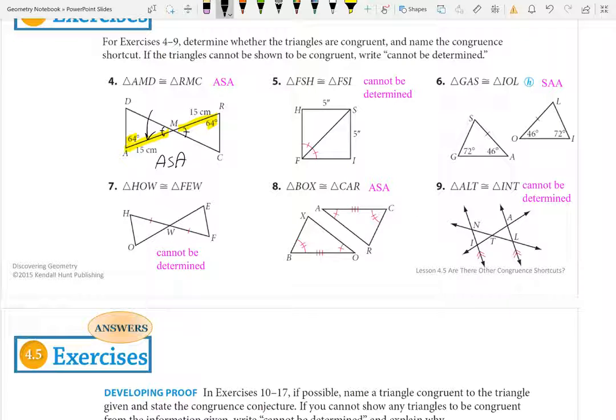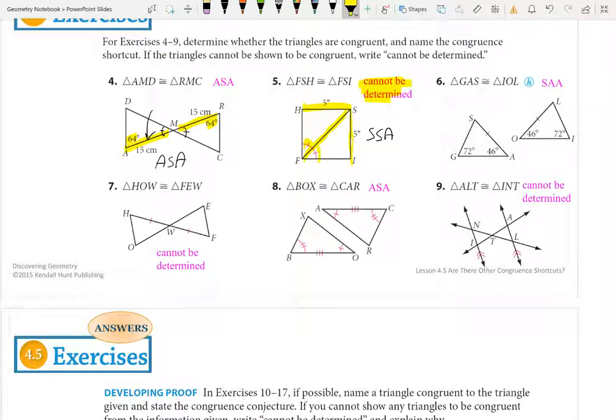Cannot be determined. Well, let's see what's going on here. We have a side congruent to each other, and then this side's congruent to itself, and then the angle. So that is SSA. Is that a congruent shortcut? No, that is not. And so you'd say cannot be determined. Cannot be determined would be your answer for number 5.